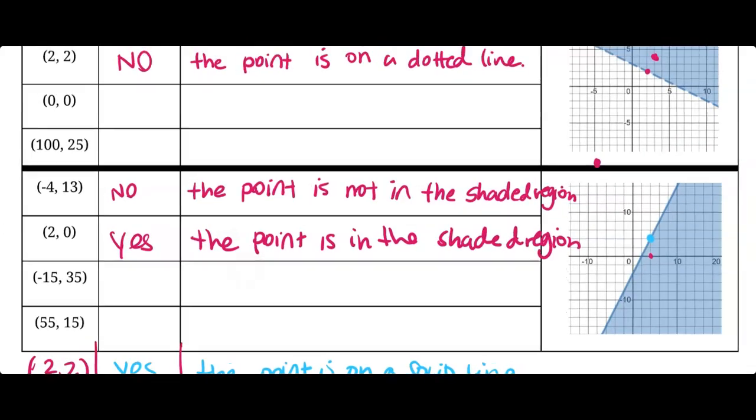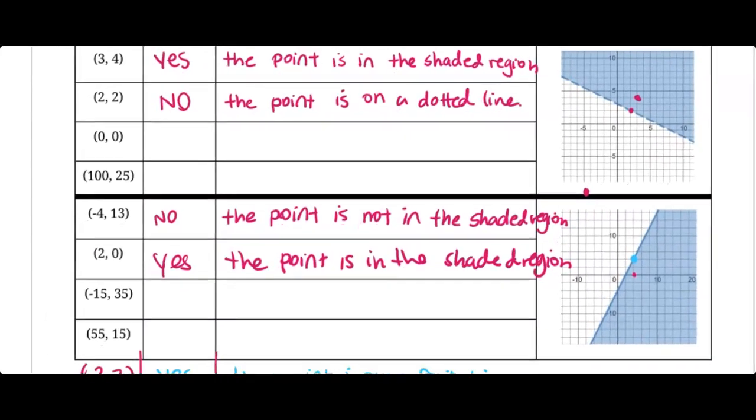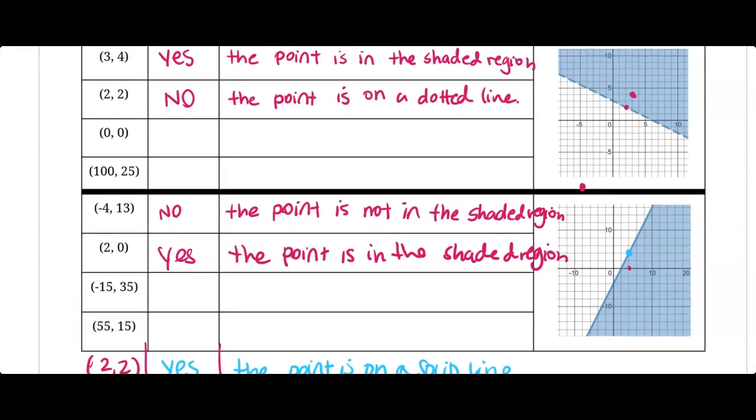So remembering with linear inequalities, if the line is dotted, then the points on the line are not solutions, it's just in the shaded area. If the line is solid, then the points on the line are solutions as well as in the shaded area. The thing to remember is that linear inequalities have infinite solutions, and these lines go on forever. So you do want to make sure that you're thinking about what is the trend of that line in that shaded area.